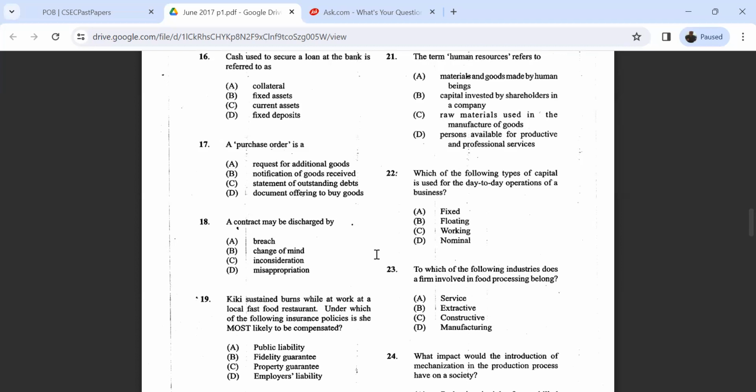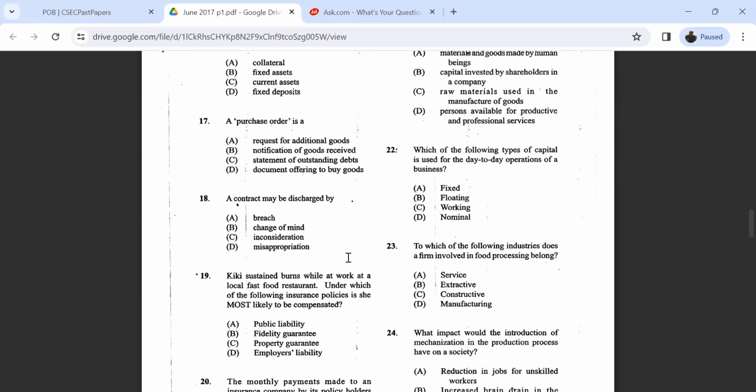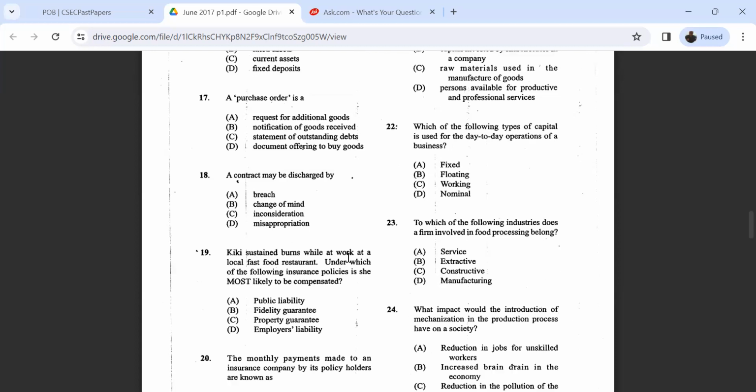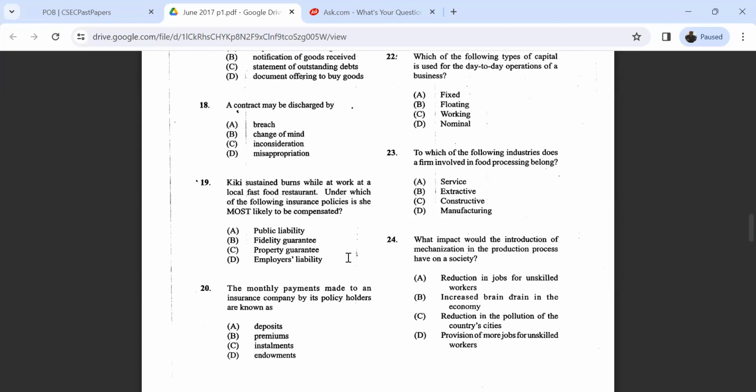Number 18, a contract may be discharged by, which one of those could discharge a contract? Breach. Breach of contract. One party fails to complete their part of the bargain. Contract is now discharged. Number 19, Kiki sustained burns while at work at a local fast food restaurant. Under which of the following insurance policies is she most likely to be compensated? A, B, C, or D? So D. Correct. Employer's liability.